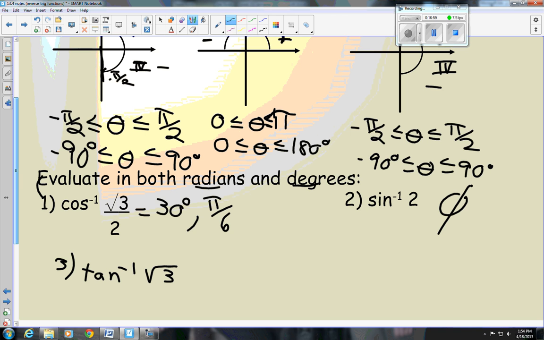Let's do a negative one so we can play with that a little bit. The inverse tangent of negative root 3. Now this is a little trickier because the tangent is actually a ratio. So what you have to do is look at the ratio of y over x and say when is that ratio going to be equal to the square root of 3. Now first you know it's going to be in the fourth quadrant because it's negative.